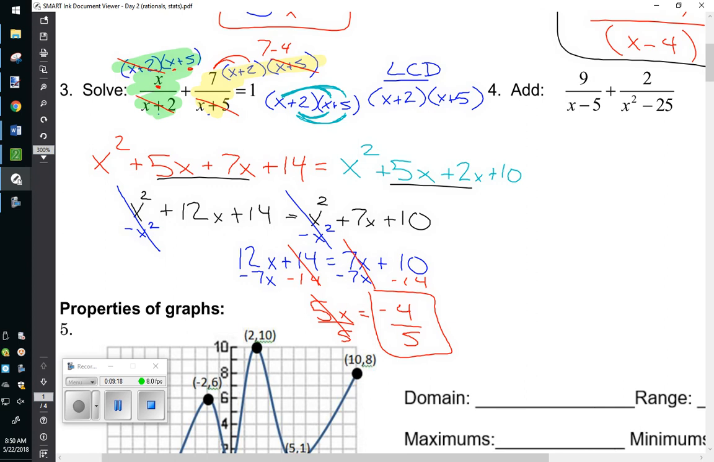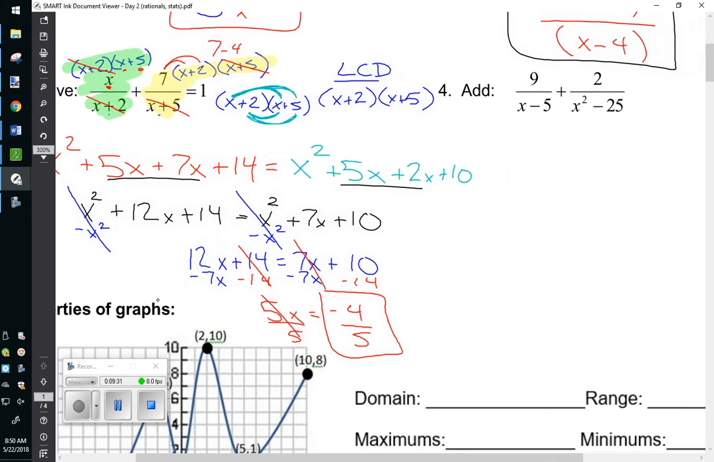Questions on that part so far? Really, we have one more real long problem today, and then we're done with the tough stuff. So we got one more here. Stick with me. I know that one wasn't exciting. Any questions on 3? Let's go to 4.